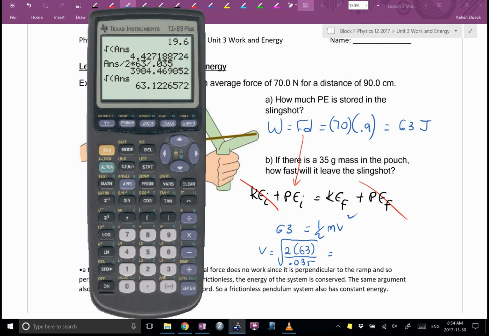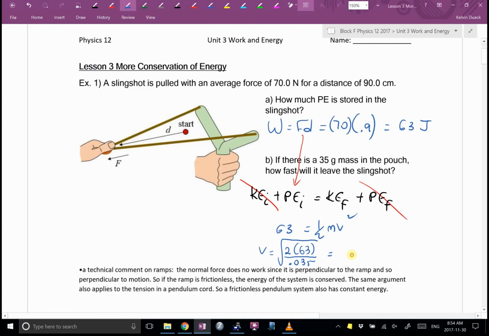Oh, you know why? Because I have answer buttons still programmed in here. Hang on. 2 times 63 divided by 0.035. Let's try that again. Square root. 60 even? That's a fluke. Still, that seems ballpark figure about right to me. Doesn't seem way too high or way too small.